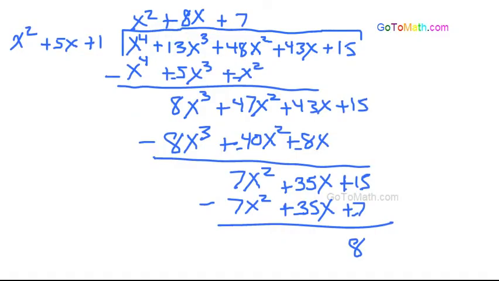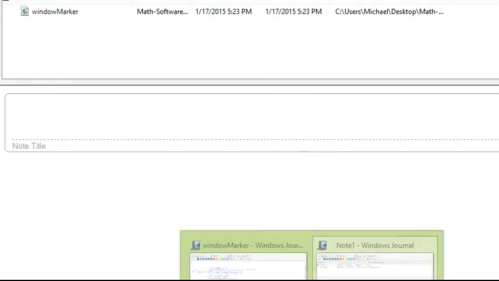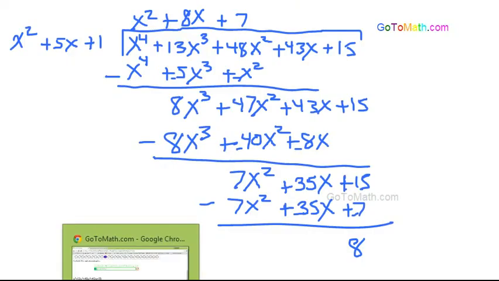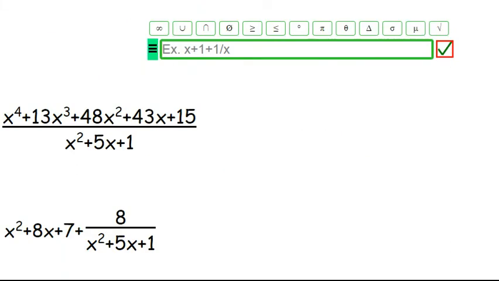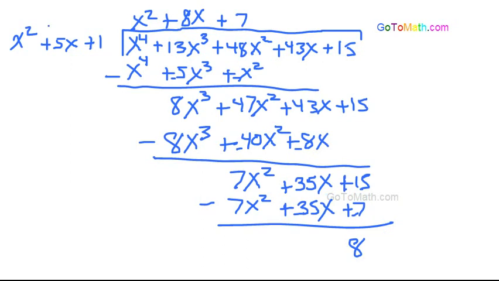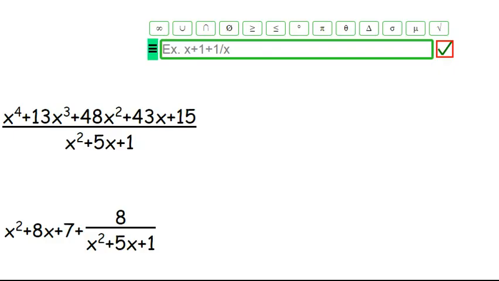Okay, let's hope everything works out here. X squared plus 8x plus 7. X squared plus 8x plus 7 plus 8 over x squared plus 5x plus 1. Alright, looks like that's it.